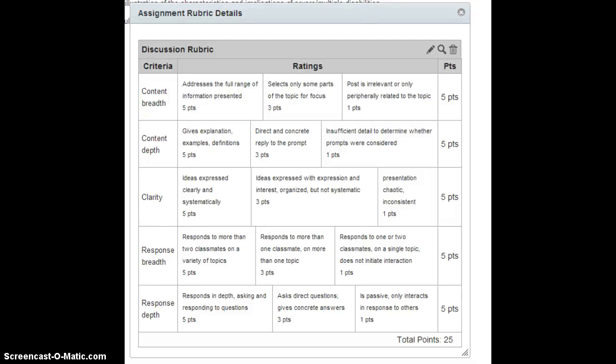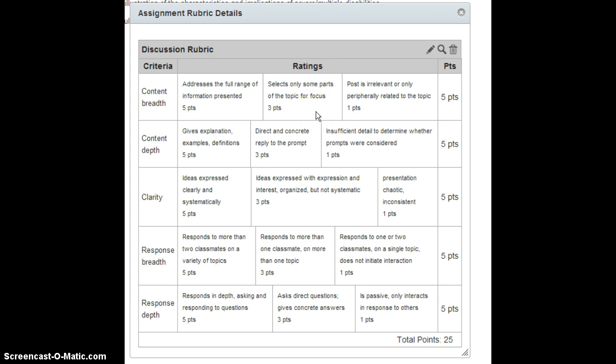To get full credit for discussion questions in this class, you're going to be rated on 25 possible points. And the rubric is based on your content and your response. So for content, we look at content breadth, which has to do with whether you completely answer the questions as presented. An example of that would be that if you address everything that the question or the assignment said, then you'll get 5 points.